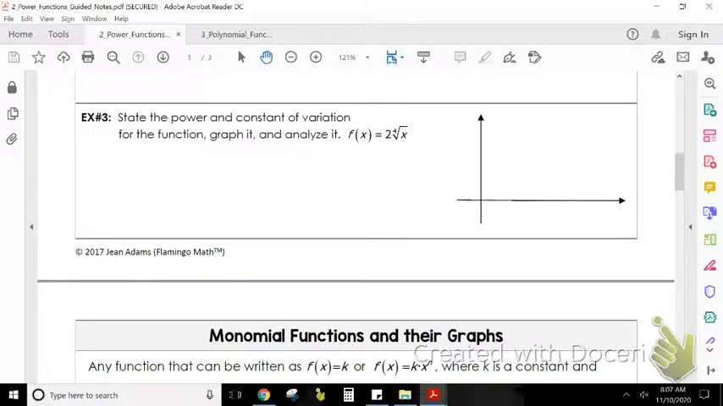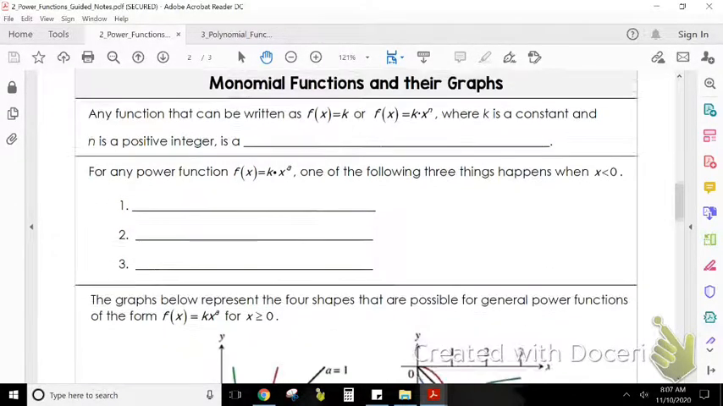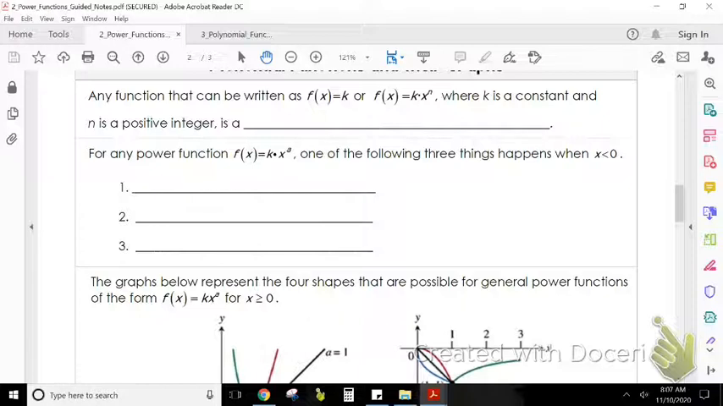So we're going to talk about monomial functions and their graphs. It says any function that can be written as f of x equals k, or f of x equals k times x to the n, where k is a constant and n is a positive integer, is a monomial function.